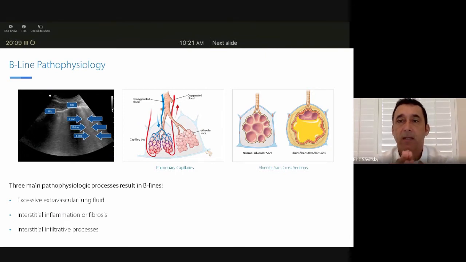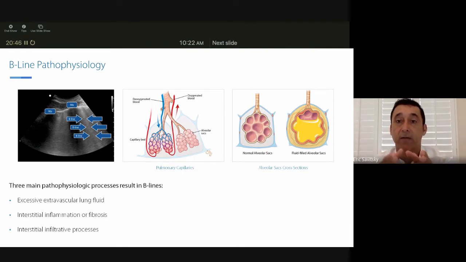And in terms of B-line pathology, what causes B-lines? There's 3 underlying pathophysiological processes that lead to B-lines. But essentially there's excessive extravascular fluid. And that fluid can either be in the terminal alveolar unit, so within the alveolar sacs, or it could be surrounding the alveolar sacs in the interstitium. So an excess of fluid either within the alveolar sacs or in the interstitium, hence the term alveolar interstitial syndrome, or interstitial syndrome is how that term arises.